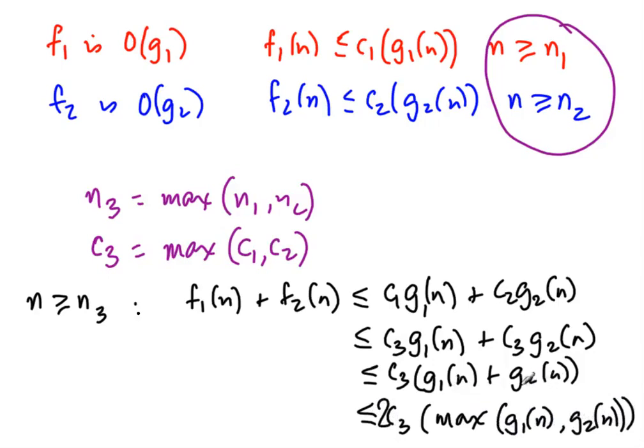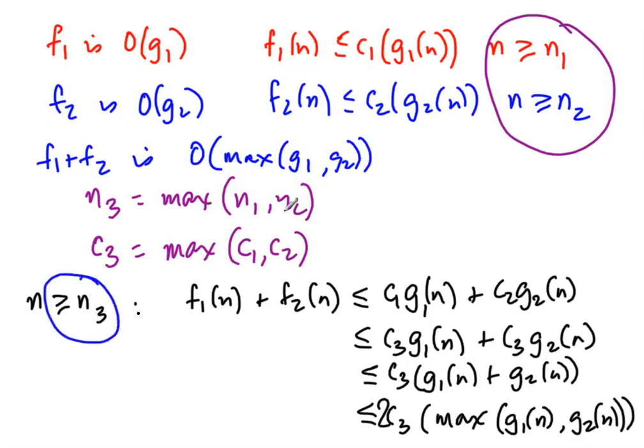If I take the bigger one and add it up, it's going to dominate g1 plus g2. So either 2g1 or 2g2, whichever. I can take the max of g1, g2 and pull 2 outside. So now this gives us what I wanted to show: that f1 plus f2 is big O of max of g1, g2. I needed to find constants. I have n3, which is the max of n1 and n2, and I have 2 times c3, where c3 is max of c1, c2. With these two constants, I can show this property, and therefore for f1 plus f2, I do have an upper bound as I wanted.